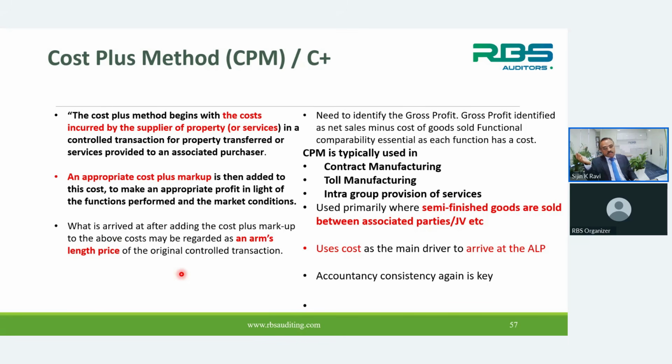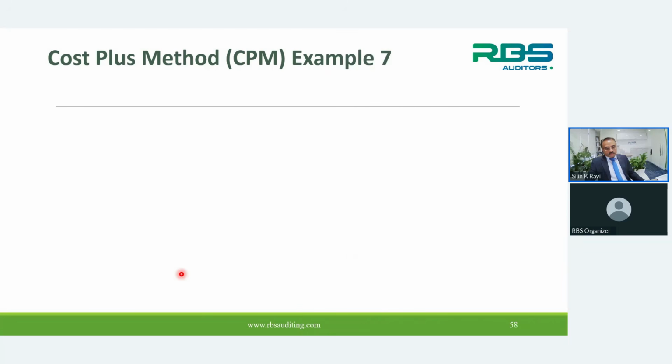Toll manufacturing means companies are responsible for producing their raw material or finished goods. In that case, toll manufacturing. Then contract manufacturing, you will be distributing the goods. Only distribution is required. In that case, the cost plus method is used.